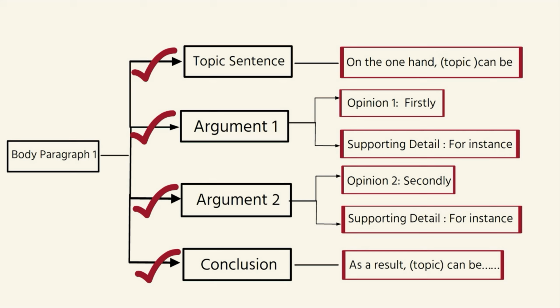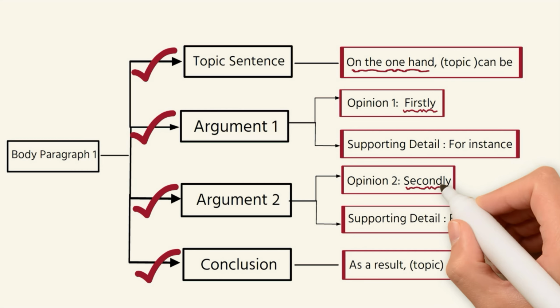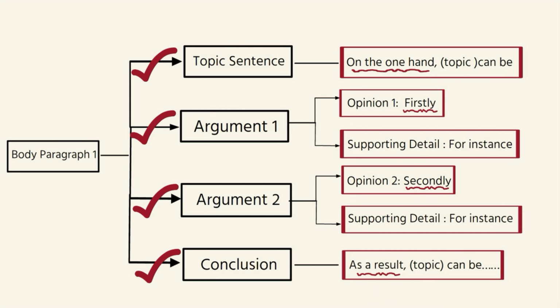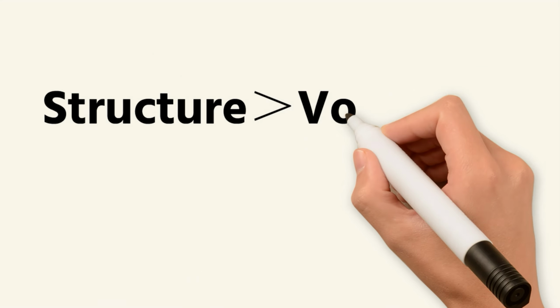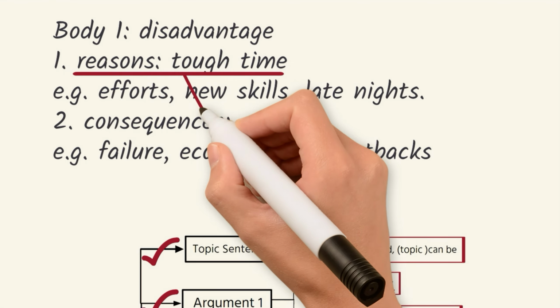But as you can see, instead of providing you a dozen difficult conjunctions, I prefer the simple ones, such as firstly, secondly, first, second, in addition to. So I suggest you do not be obsessed with fancy vocabularies. Structure is always more important than vocabulary. Let's write the topic sentence.